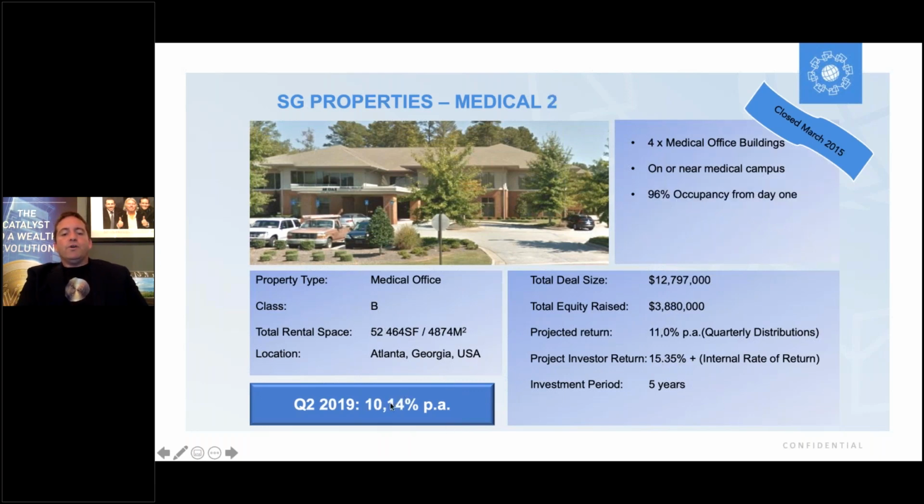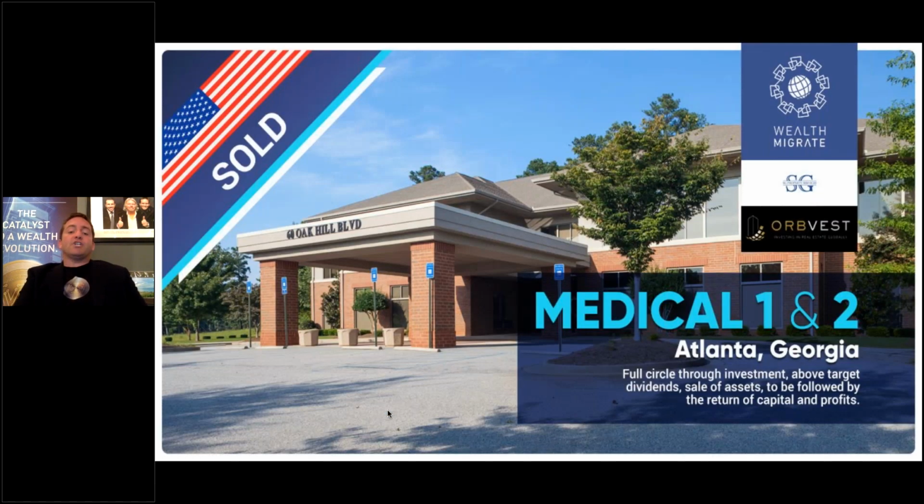This medical 2 has paid out a cash flow of over 10% cash on cash. This is in US dollars. And actually, we've sold now medical 1 and medical 2, and the investors have now done a full cycle, a full 5 years, where they've not only got the cash flow per quarter, but they're now getting their capital back. And how do I know? Because I also invested in these deals.